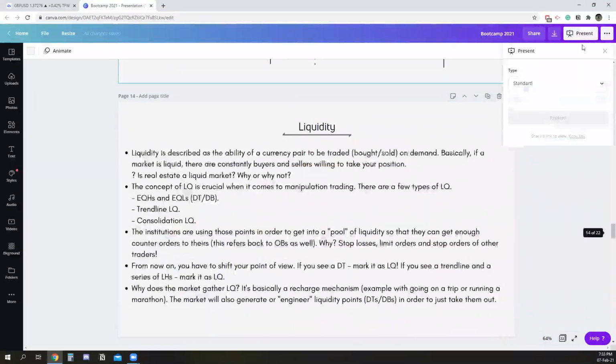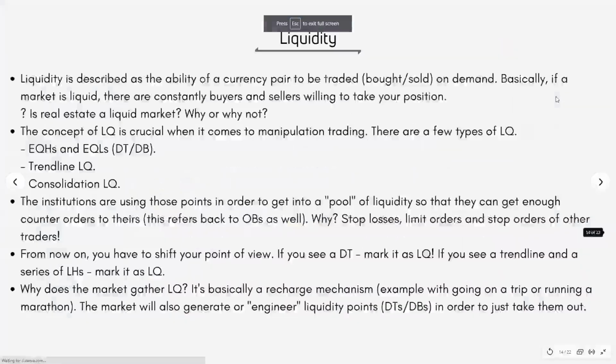Liquidity, I think that is pretty easy because I already spoke a lot about it. So basically, liquidity is the ability of a currency pair to be traded, bought or sold on demand. Basically, if a market is liquid, there are constantly buyers or sellers willing to take your position. So a question for you guys I want you to answer in the chat. Is real estate a liquid market, the real estate markets? Is it liquid? If it is, why? If it's not, why not? I'm waiting for your responses. You can unmute the mic as well.